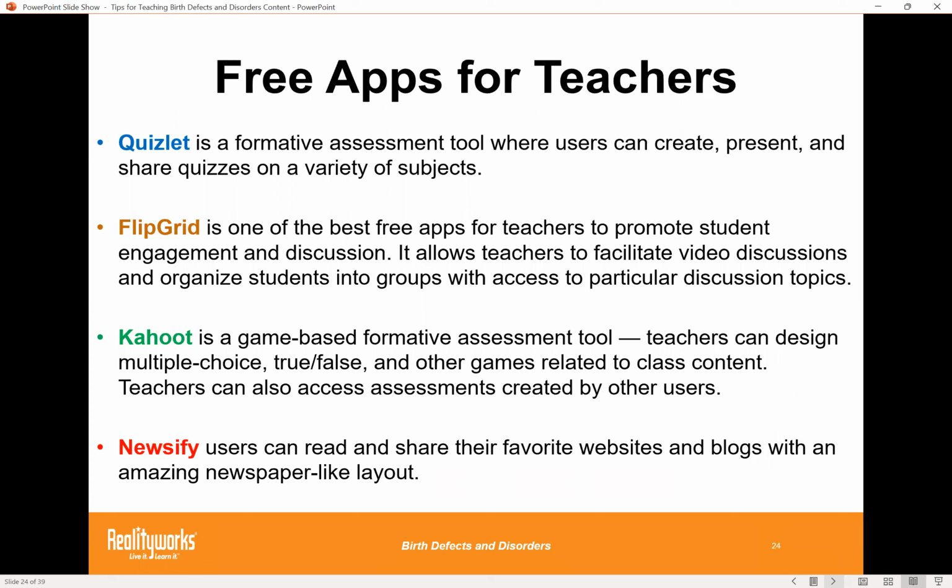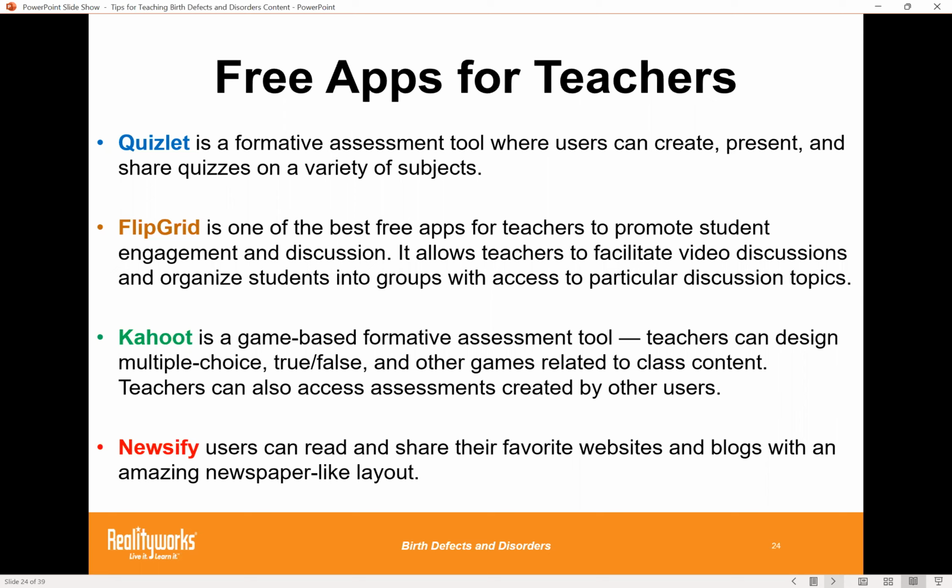There's one called Quizlet, and this could easily be turned into a flashcard deck on the content on birth defects for independent practice. There's something called Flipgrid, and you could use one of the videos we had in a prior slide in this app, and it's really strong at facilitating discussions. There's something called Kahoot. Many of you probably use this already, but you could use a Kahoot to create a trivia type of game that could be played in small groups or even class-wide.